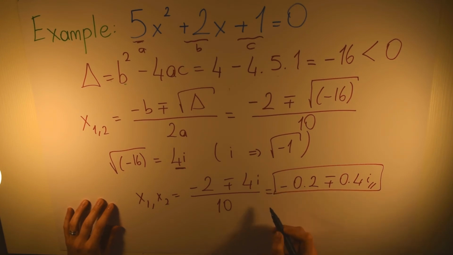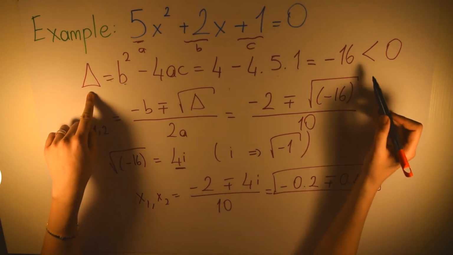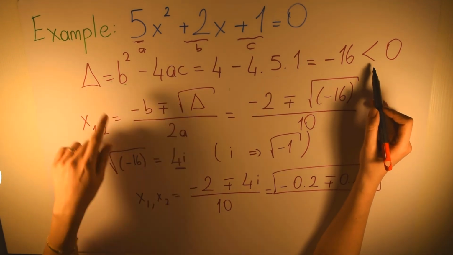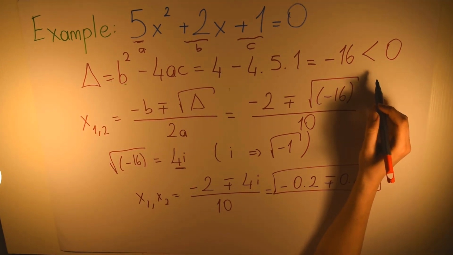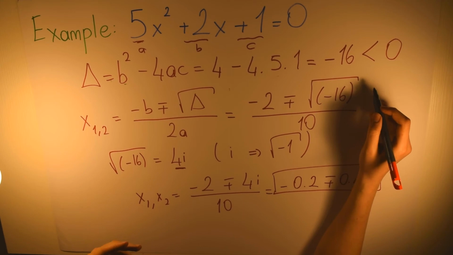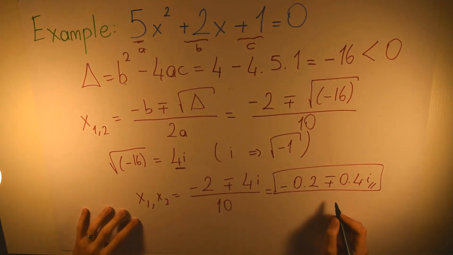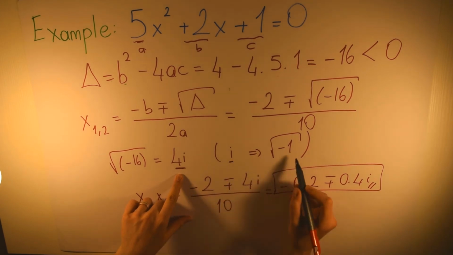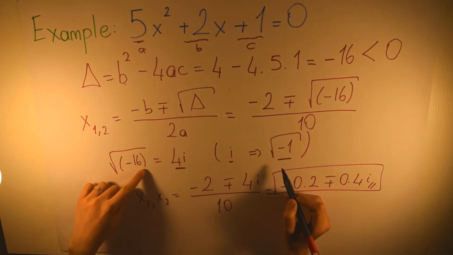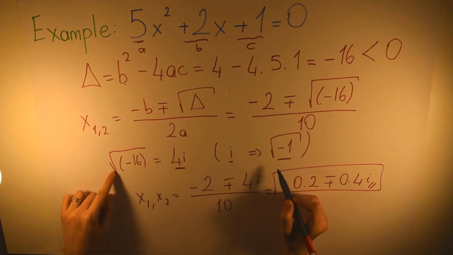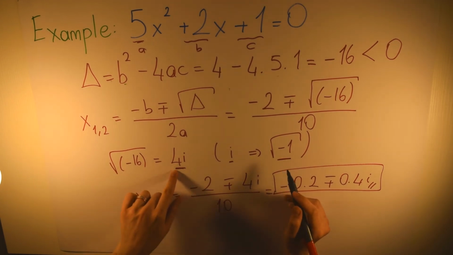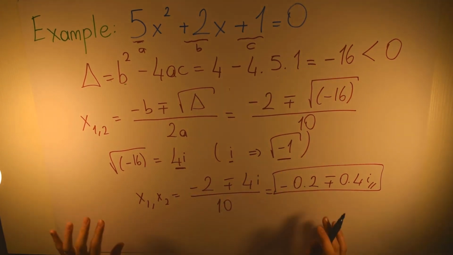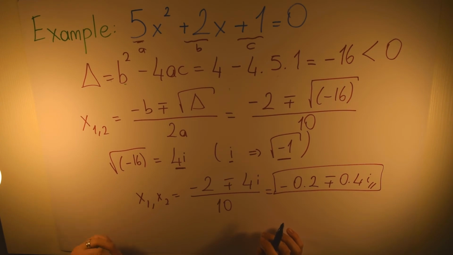So whenever your discriminant is less than 0, you will know that your solutions will include imaginary numbers. For that, just remember that square root of minus 16 is equal to 4i. So this is the process you need to follow to get the right answer in this kind of question.